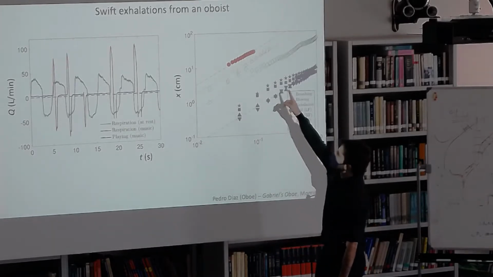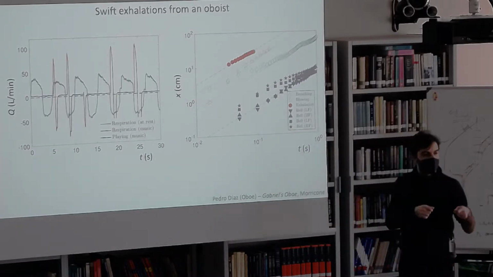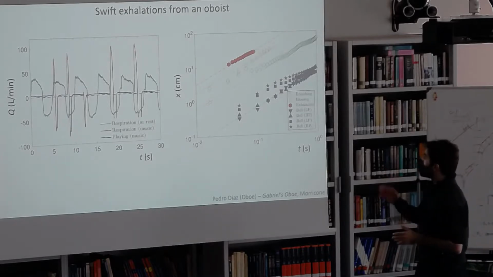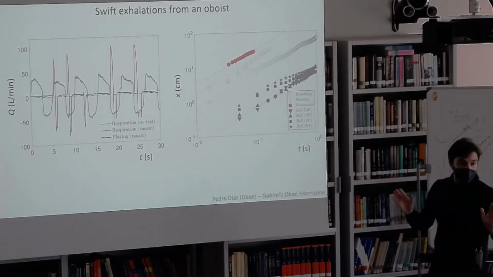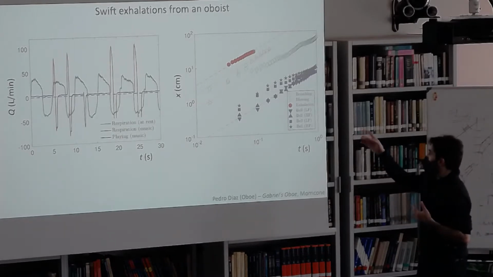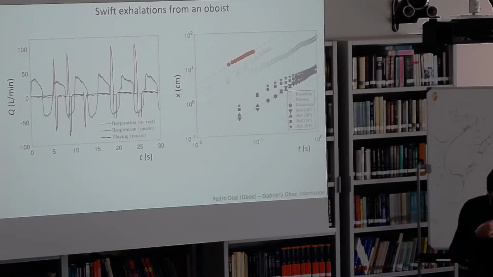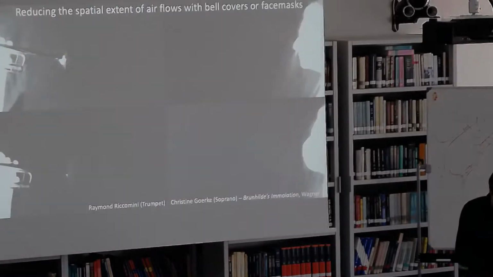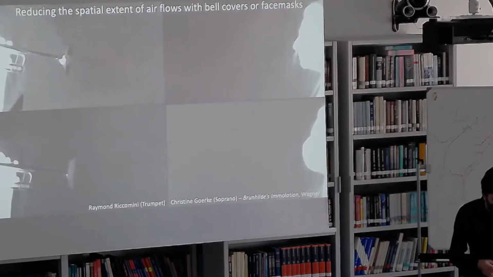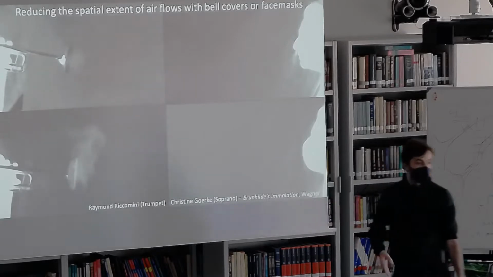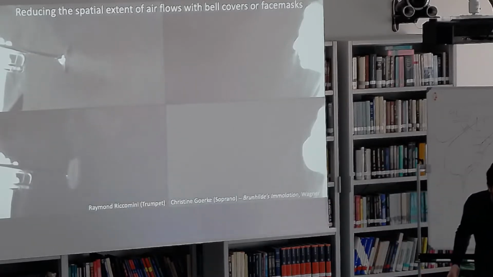But the red dots here are measurements associated with a rapid, swift exhalation of the oboist between notes. And those ones are even faster than the fastest flow I was able to do on my own, which are blowing in orange there. So it's extremely rapid, and so that's possibly a risk of contamination associated with those flows within an orchestra. And I'll end the presentation by mentioning that, of course, you can reduce the spatial extent of those airflows with a cover on the bell of a trumpet, but also with a mask.